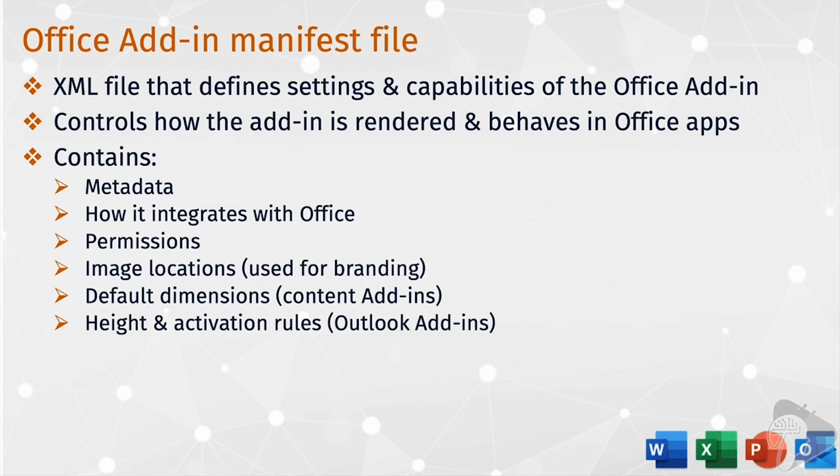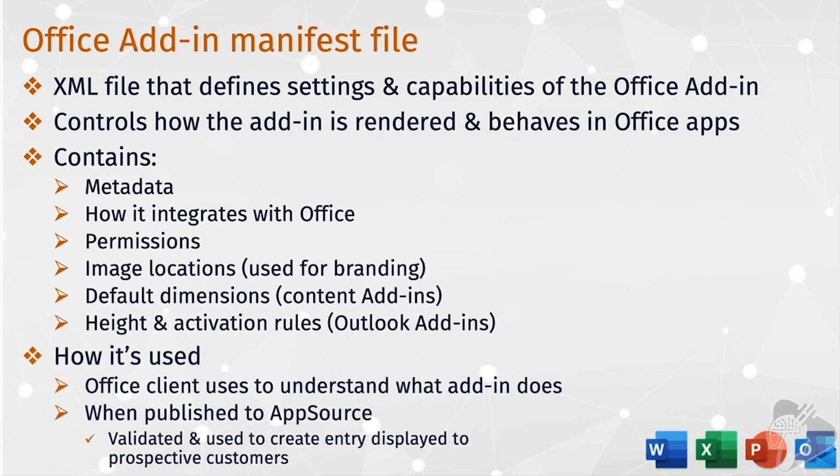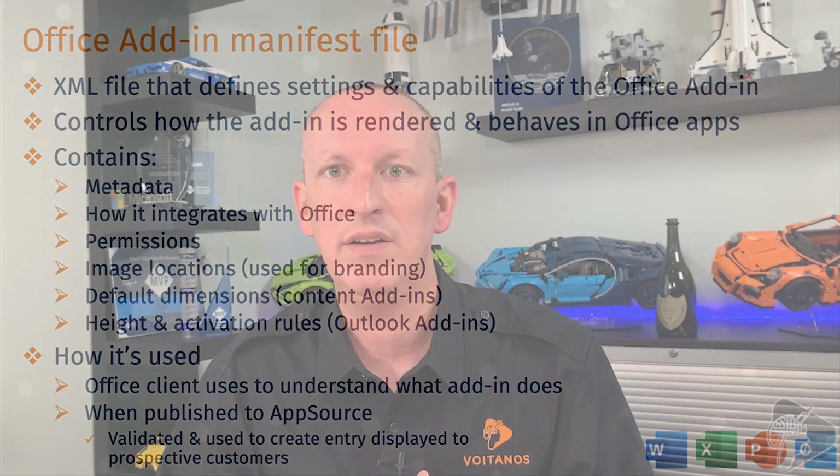And the way that this is used is that the Office client is going to use it to understand what your add-in does. So like, is it a task pane, a content pane, etc. And the other way it's used is that when you publish your app to AppSource, that's Microsoft's enterprise store, the details are going to be used to create an entry that's displayed to your customers inside of AppSource. It's validating the manifest, and it validates that it runs on all the different expected platforms as well.